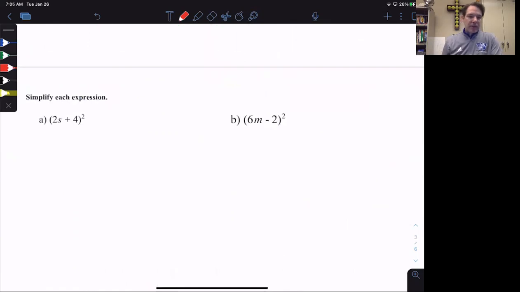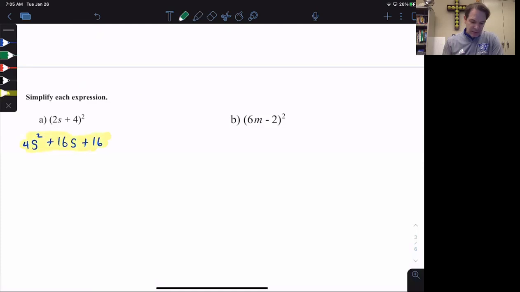We're going to simplify each expression. Okay? So I'm going to do it the shortcut way first, and then I'll show you the way that we've done it in the past. All right? The shortcut way is for me to take 2s times 2s, which is 4s squared. Then I multiply the two terms together and I get 8s. 4 times 2s is 8s, and I double it, which gives me 16s. And then I take the last term and I multiply it times itself. And that is my answer.